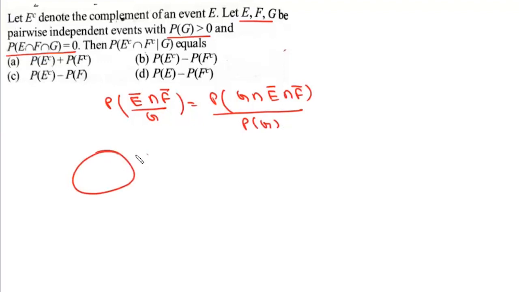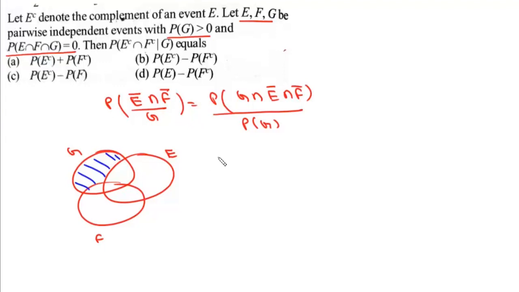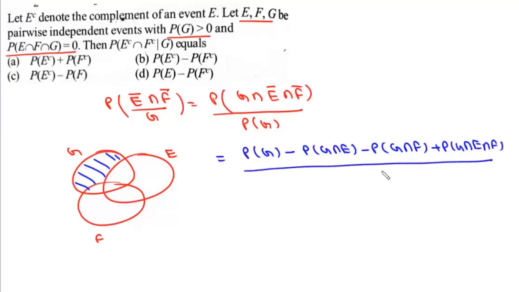Now if we look at this Venn diagram of G, E and F, we are looking at the portion of G which is common to E complement and F complement. So we are talking about this region. Now this region is given by the probability of G minus the probability of G intersection E minus the probability of G intersection F plus the probability of G intersection E intersection F, divided by the probability of G. Now the probability of E intersection F intersection G is 0.